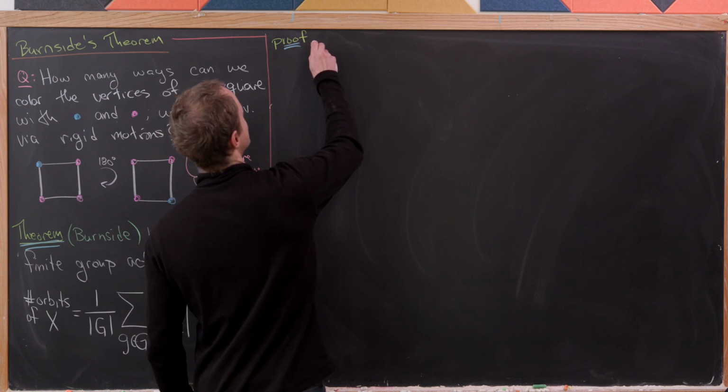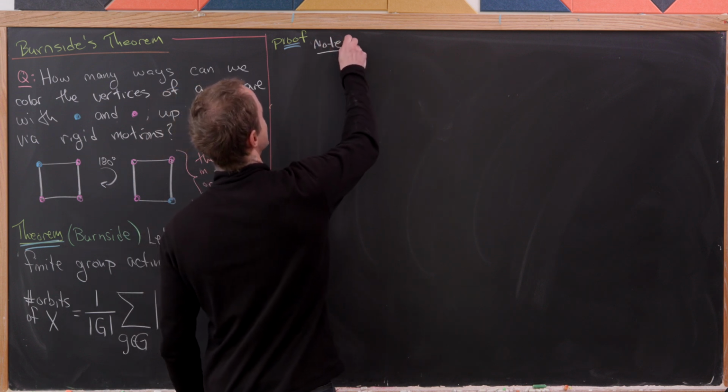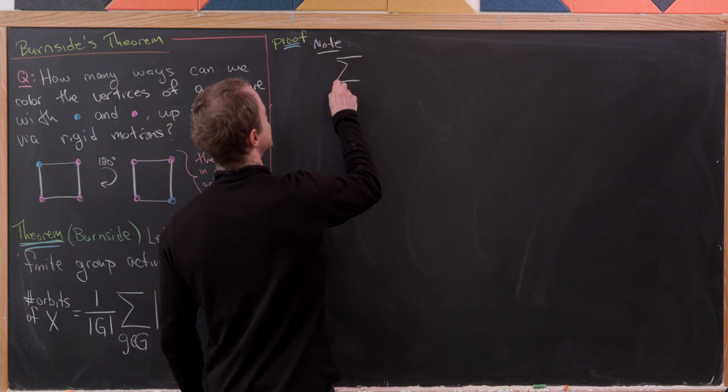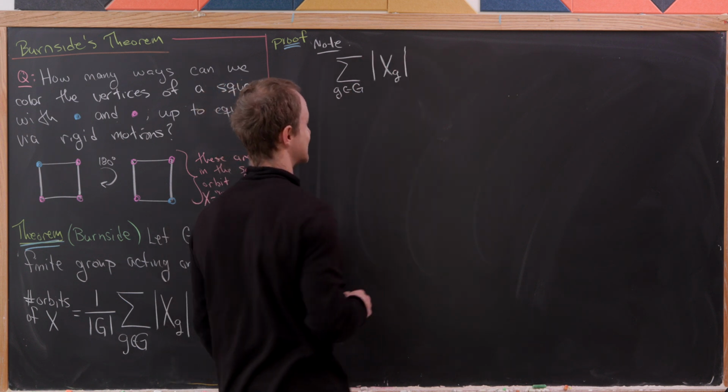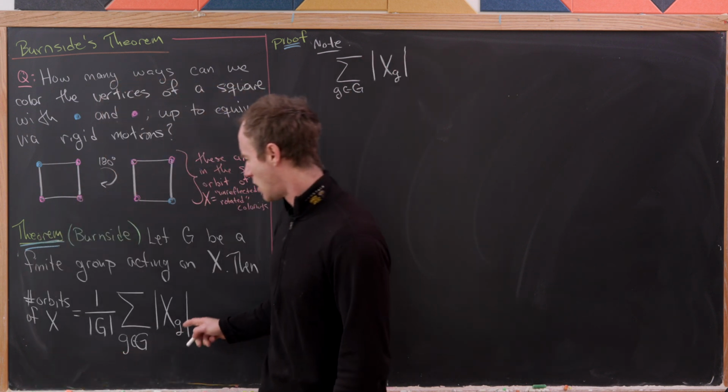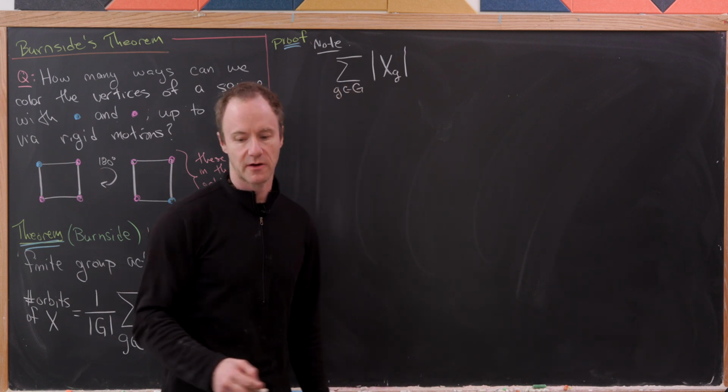Okay, so let's start with the following observation. And that is if we take the sum as g goes over all group elements g of the size of X sub g, which is almost all of the right-hand side here.